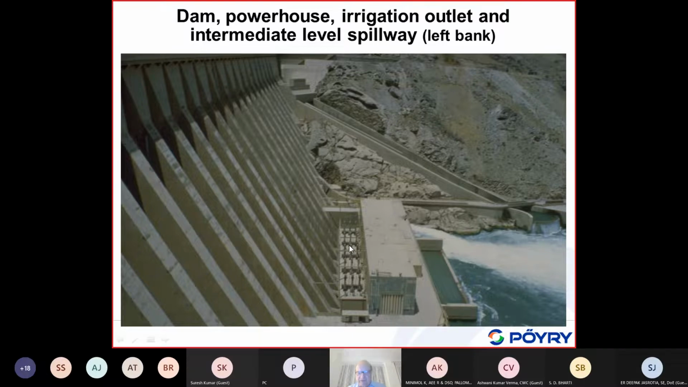And you can see here the switch yard, and faintly you can see on the ground the first transmission tower. Just from the powerhouse, the first transmission tower, and of course it is clear if the transmission tower fails, the power generation will be closed, the power plant will be shut down. We see here also the irrigation outlet still in operation, and on the left bank, the chute of the intermediate level spillway.